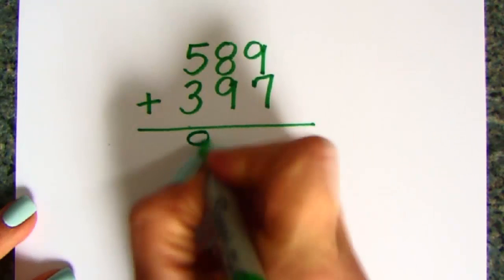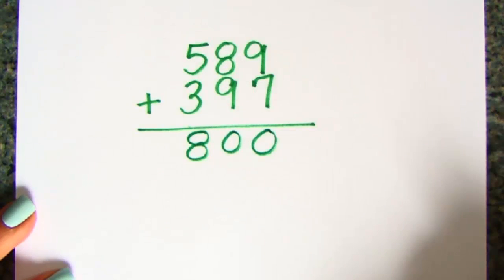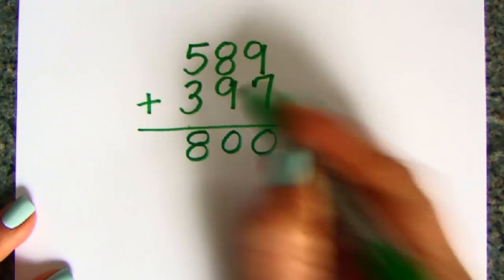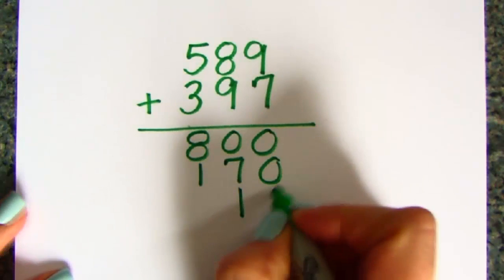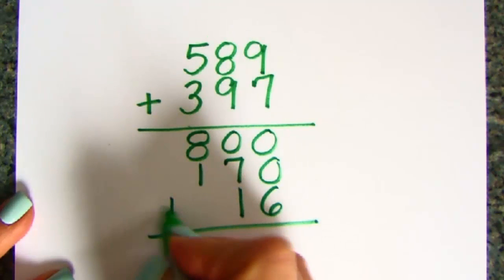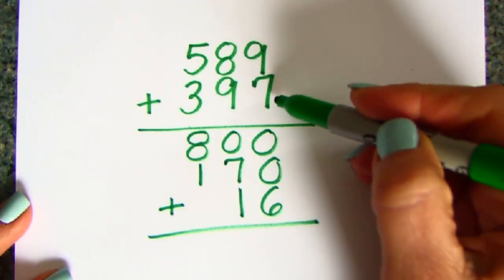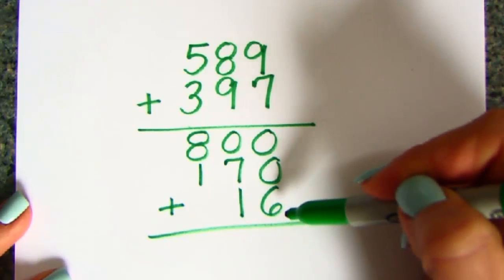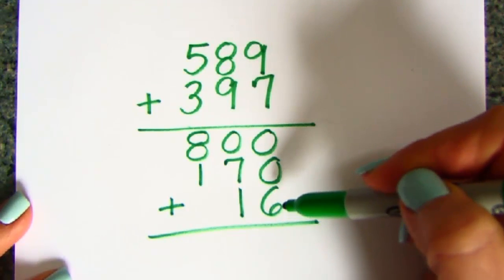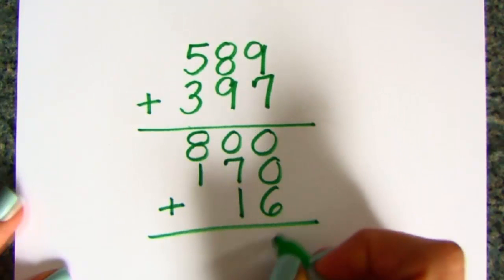Our first partial sum is 800. Our next partial sum is 170. And our last partial sum is 16. We have some pretty high numbers here, and just by the nature of this algorithm, I don't see that there's going to be an opportunity where the student is going to have to do some regrouping.